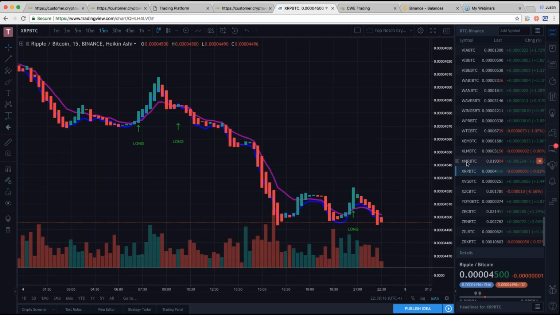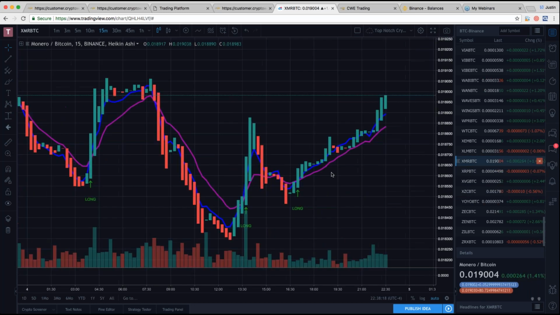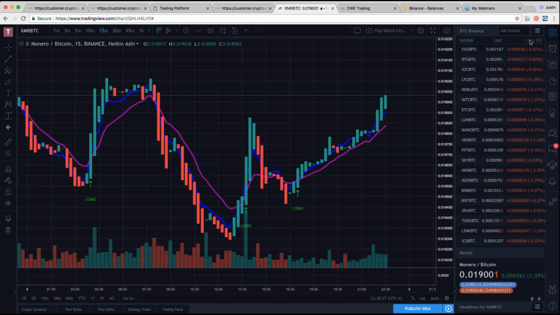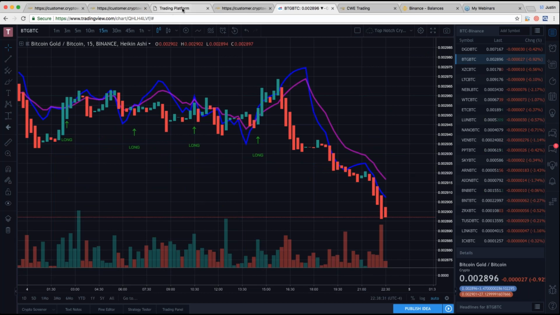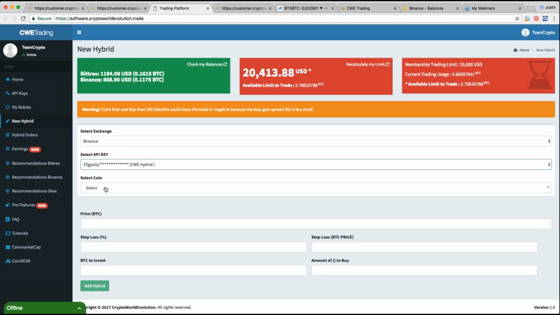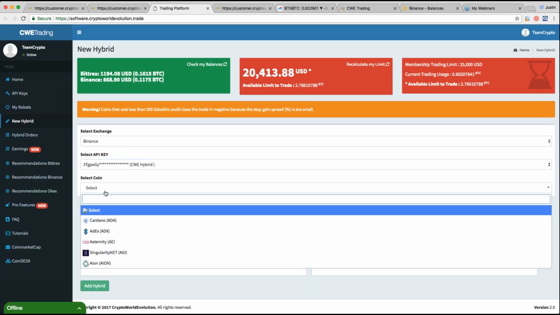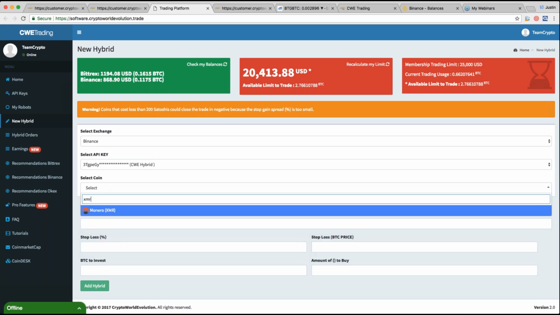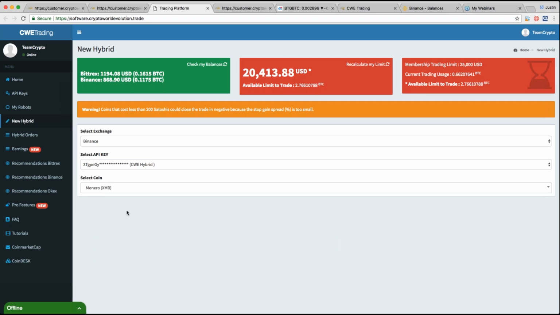Let me look at Ripple. So these coins are at the bottom. All right, so Monero's still cranking. So that's good. So basically what I'm going to do here is I'm going to fire up Monero. All right, so I'm going to go over here, this is how you set up a hybrid bot. I'm going to choose Monero. All right, XMR, I'm sorry. Come in here, click that.